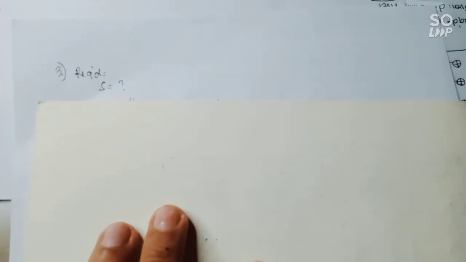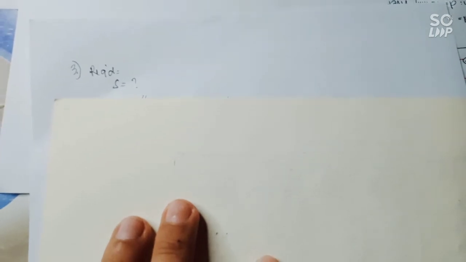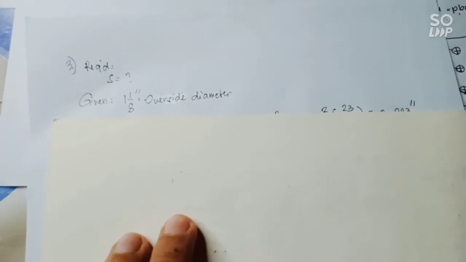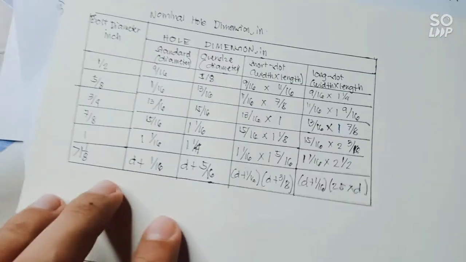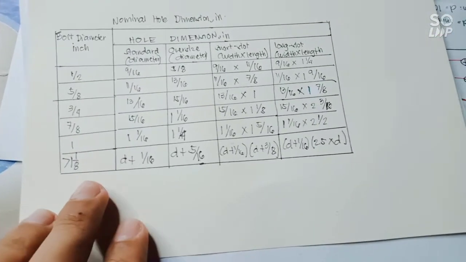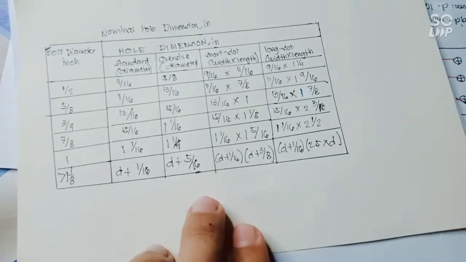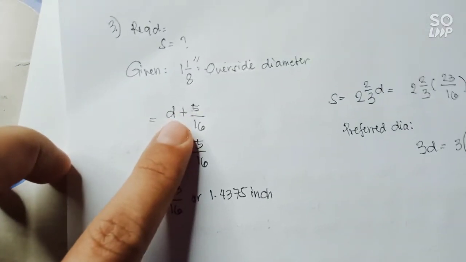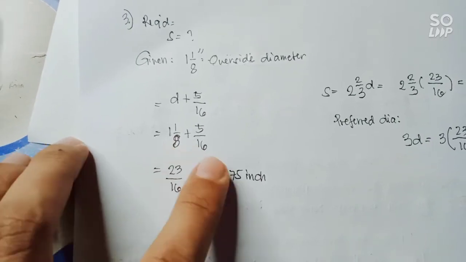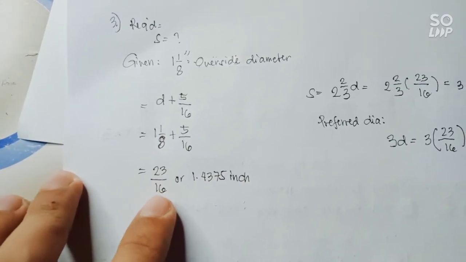For an example in English units, we are asked to find the minimum spacing with the required 1 1/8 inches in an oversized hole. The condition is that for diameters above 1 1/8 we use this formula. Since it is oversized, 1 1/8 plus 5/16, and the answer will be 23/16 or 1.4375 inches.